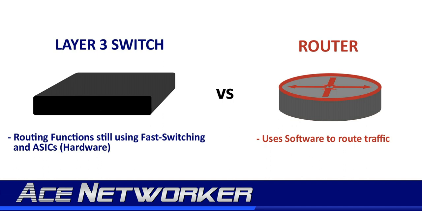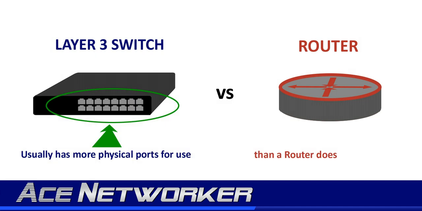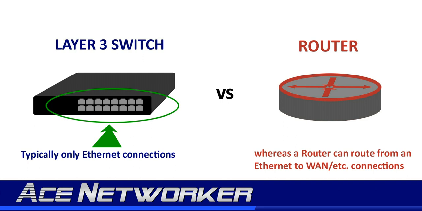The biggest differences between a layer 3 switch and a router is that a layer 3 switch uses hardware to forward or route traffic, those ASIC chips, and a router uses software. A layer 3 switch can often contain more physical ports for connectivity of cables and or devices than a router can, and a layer 3 switch in most cases is unable to route between different types of cables, whereas an actual router can more often route between different types of cables or connections. On a layer 2 or layer 3 switch, you typically have to have all or most connections to it run using Ethernet, but a router can actually route and connect between Ethernet and other types of technologies and protocols. So those are the primary differences between layer 2, layer 3 switches, and routers.